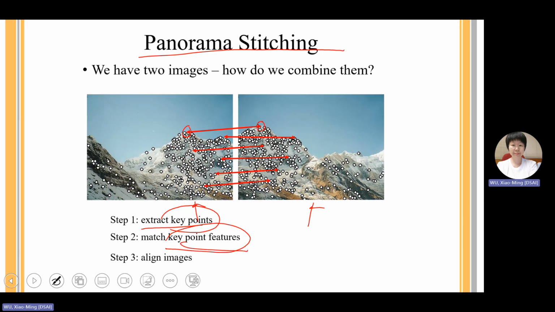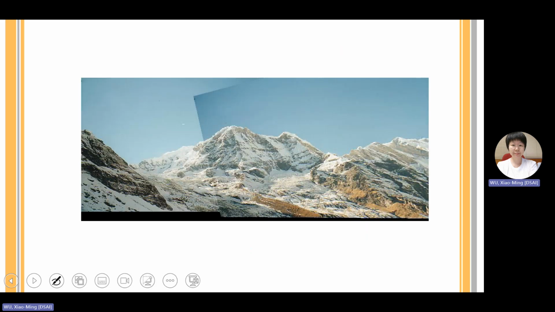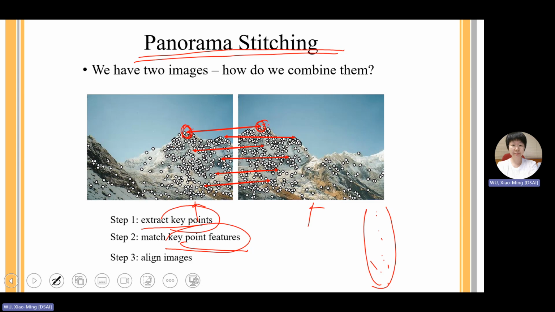Of course, each point will be represented as a feature vector, and we want the same points to have similar feature vectors, so we can match them. And that's how we do the stitching, like this. So we stitch two images together because we can establish the correspondence between their key points or feature points.